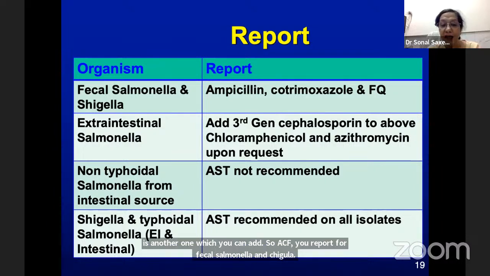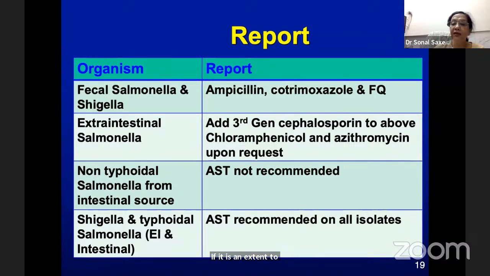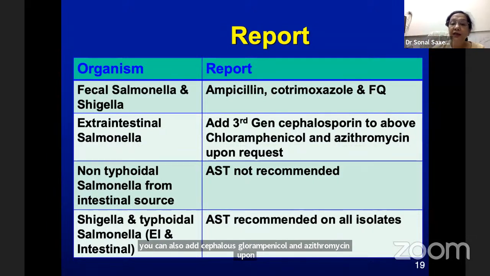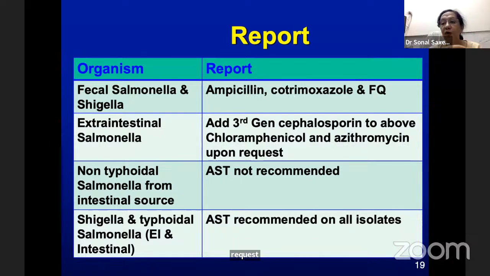If it is an extra-intestinal Salmonella, you add a third generation cephalosporin to the above, and you can also add chloramphenicol and azithromycin upon request. Remember the third generation cephalosporin is your ceftriaxone or cefixime. Now you can report these because these drugs will not have a very good concentration in the blood. Azithromycin, because it has a long shelf life intracellularly, but it is a bacteriostatic drug, so it's not going to work by itself. So you have to add it to another cephalosporin.